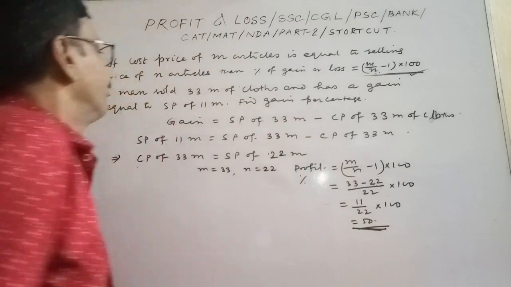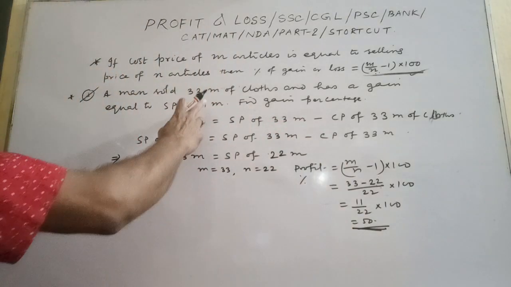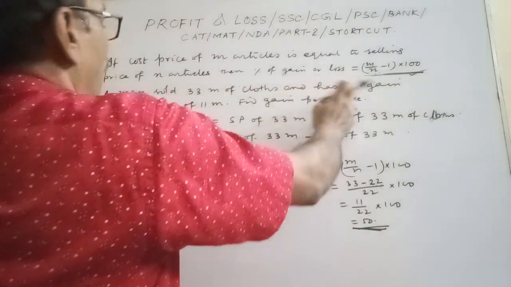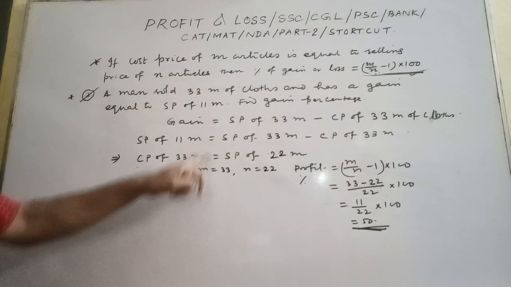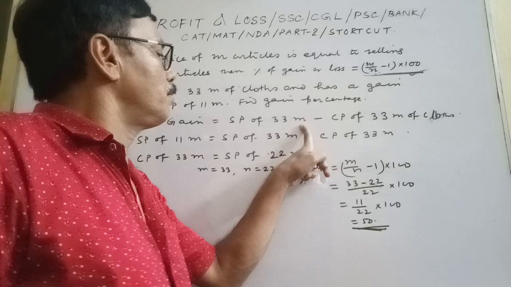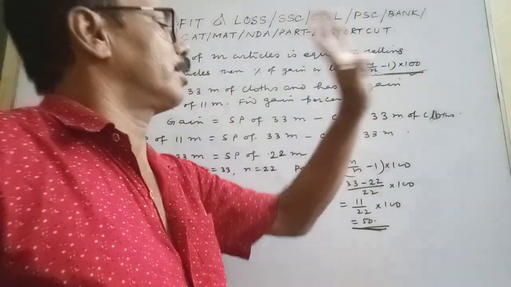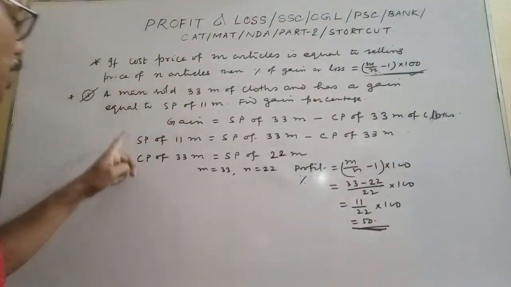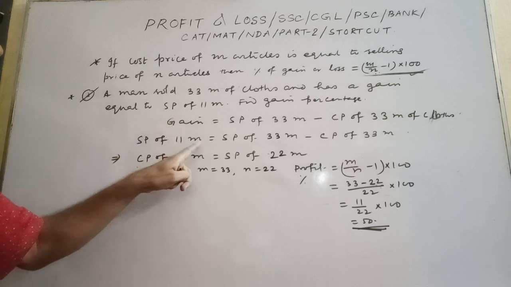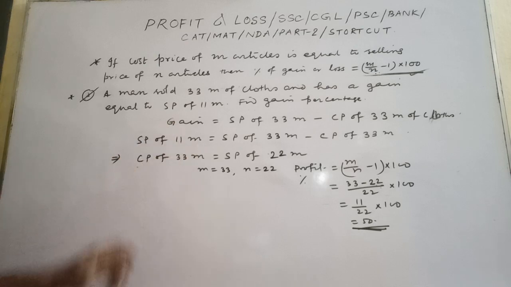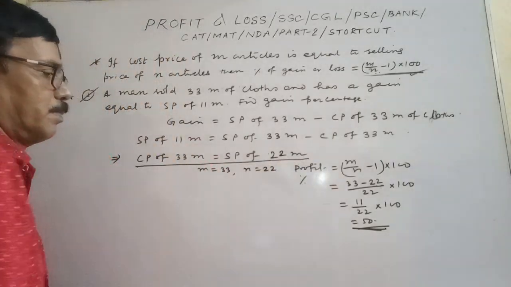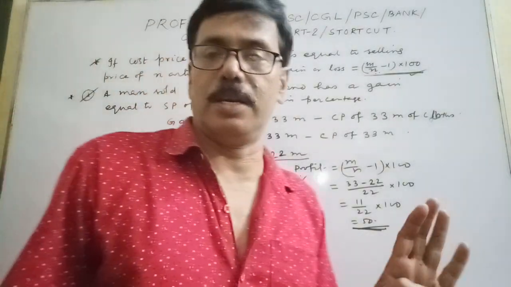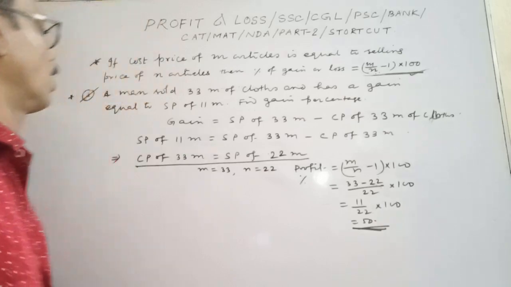So look at it again. A man sold 33 meters of cloth and has a gain of SP of 11 meters. So gain equals SP of 33 meters minus CP of 33 meters. So when you put in the value of gain, you get a relation between CP and SP. Put in the values of M and N and you get the relation.